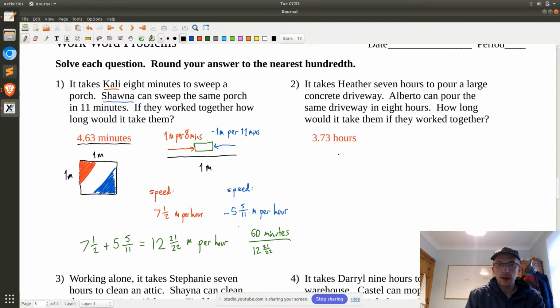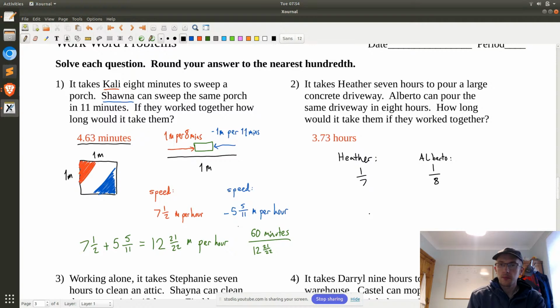Okay, so for Heather, how much of a concrete driveway per hour? 1/7. For Alberto, how much of a concrete driveway per hour? 1/8.